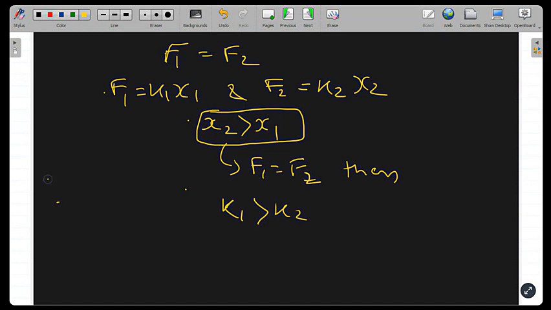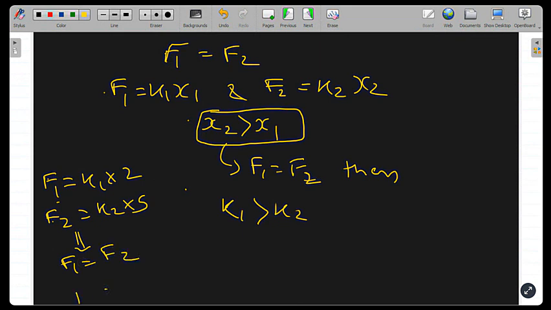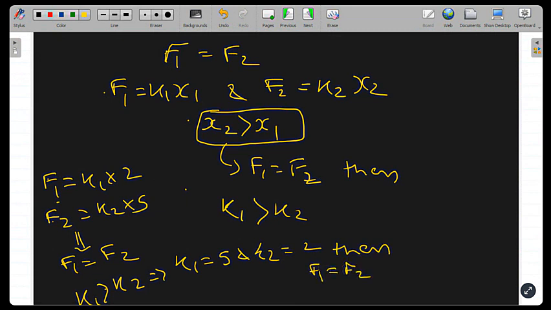And you can take an example: f1 को हमने लिखा था k1 into 2 and f2 को हमने लिखा था k2 into 5, and then हमने लिखा f1 is equal to f2. So only if k1 is greater than k2, that is if k1 is equal to 5 and k2 is equal to 2, then f1 and f2 both can be equal, and that can be equal to 10. ठीक है.